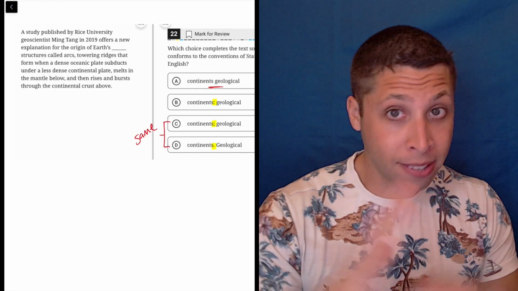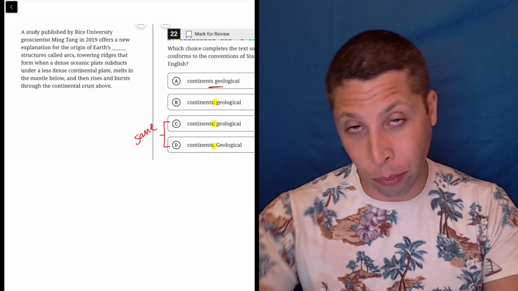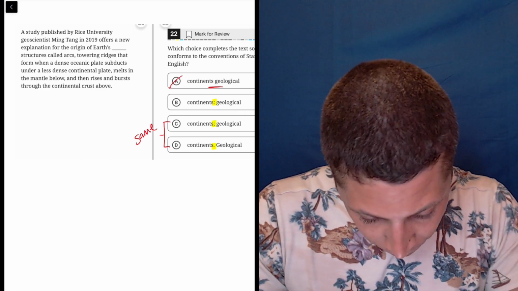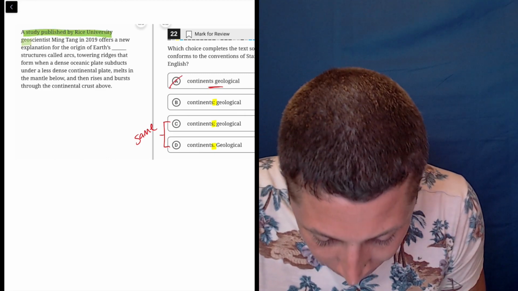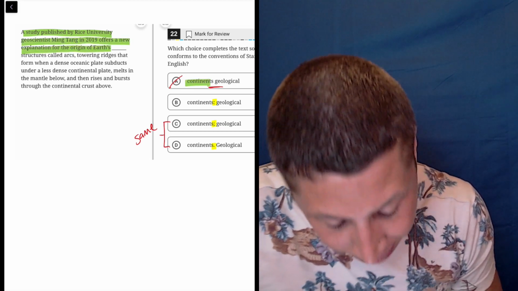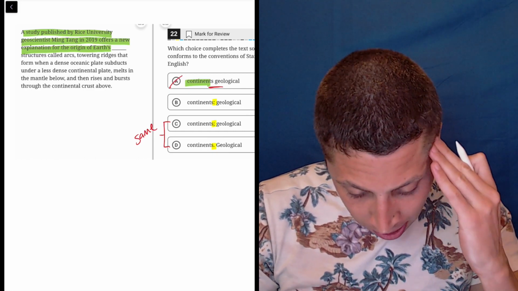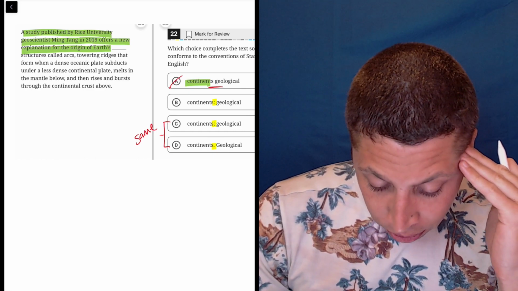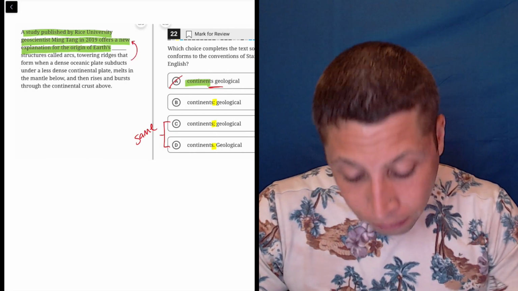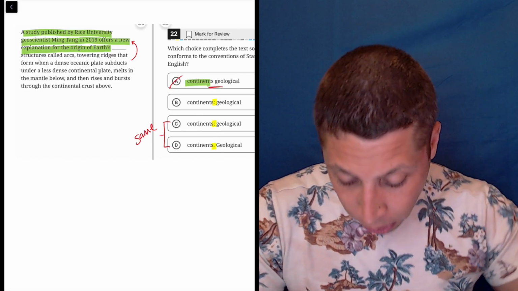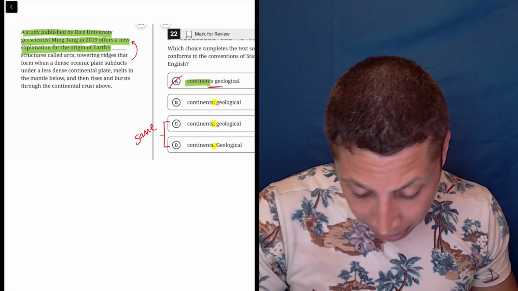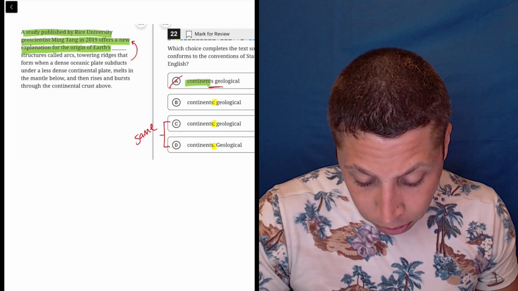So A has no punctuation at all. There's no indication that we're ending a thought here, and that's not good. We need something. So A is not going to be right. The first sentence here, a study published by Rice University geoscientist Ming Tang in 2019 offers a new explanation for the origin of Earth's continents. That's what we're saying. Then what's happening is they are defining the new explanation, right? So what is the new explanation? There are structures called arcs that melt in the mantle below and then rise and burst through the continental crust above.